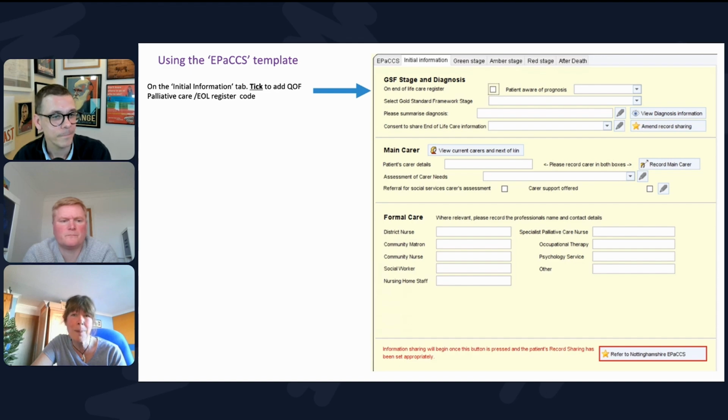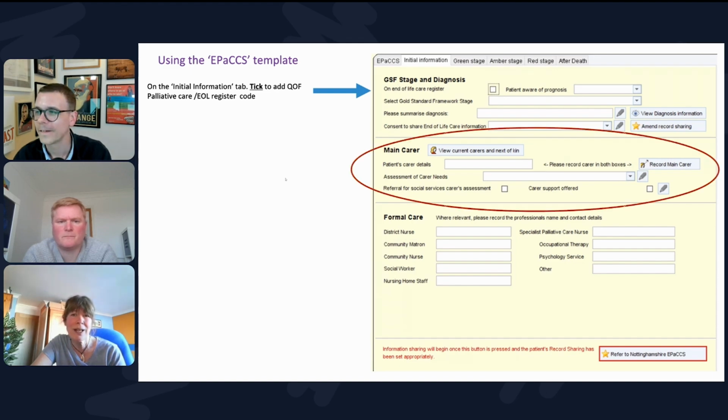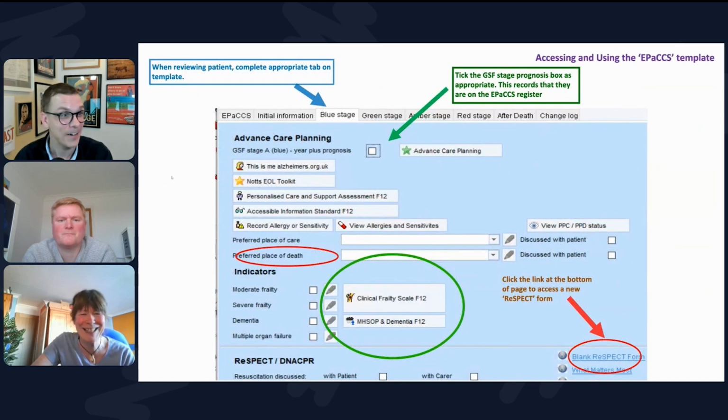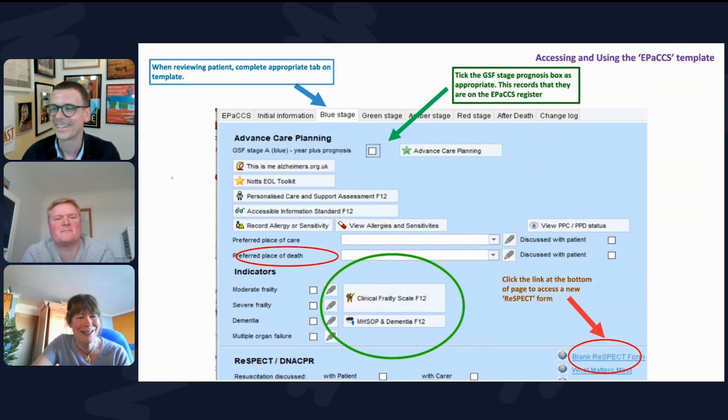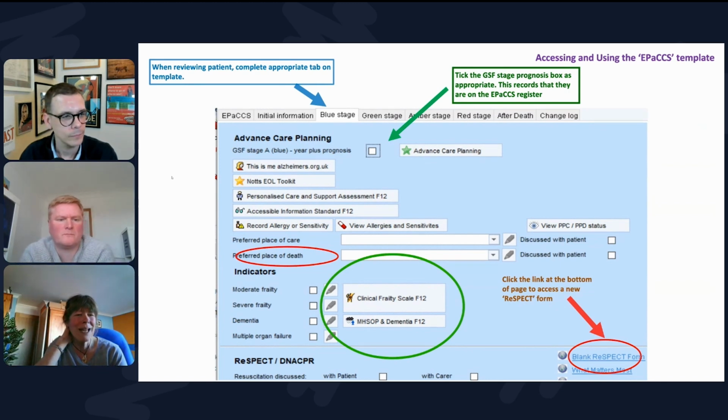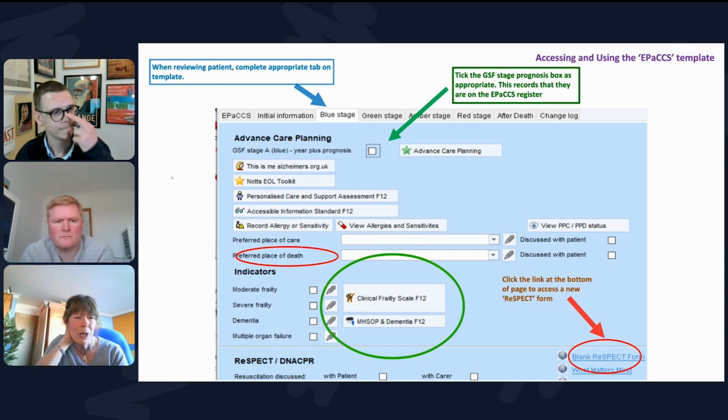So next tab. Okay, right. There we go. So we have the blue page up here. So this is for our patients who may not be technically end of life. So they may not be in the last 12 months of life, but we know they would benefit from advanced care planning.